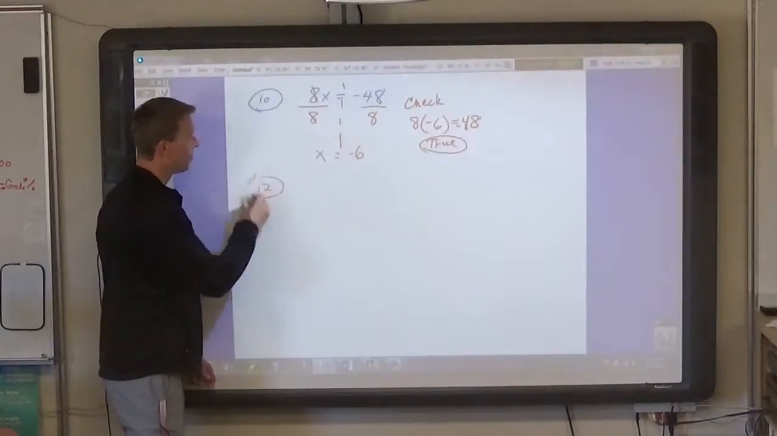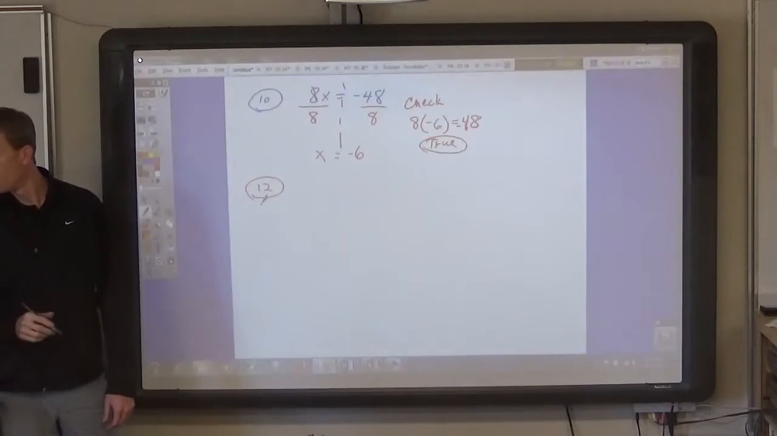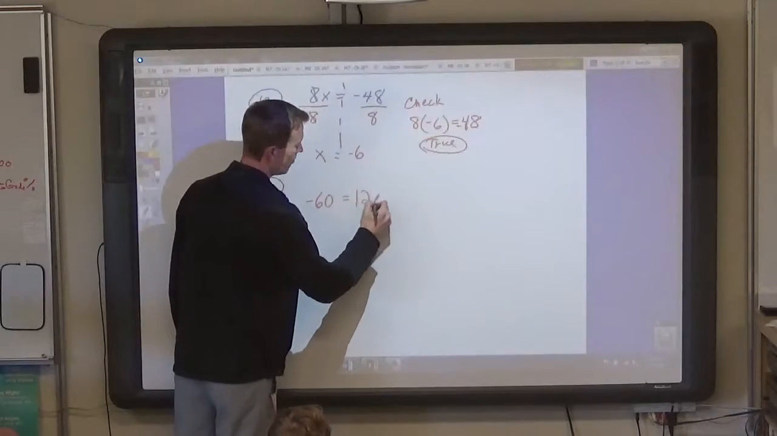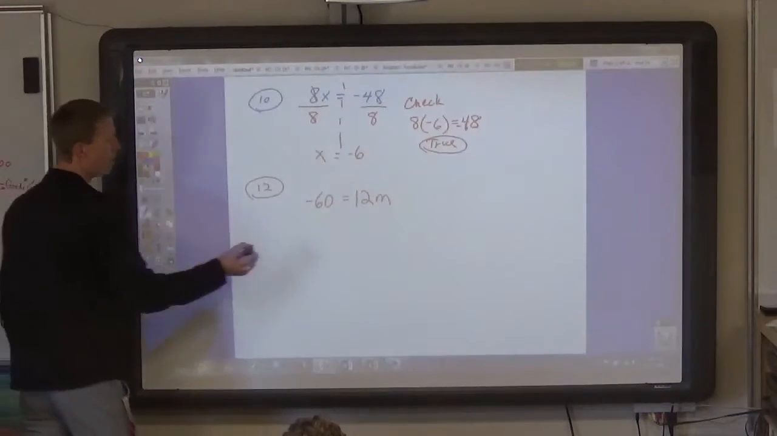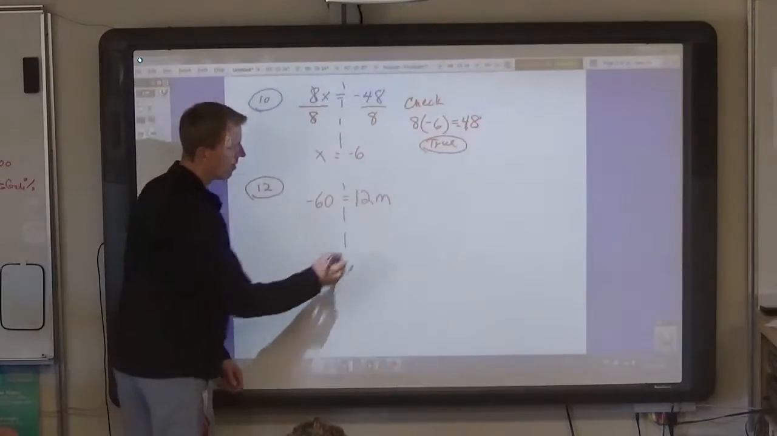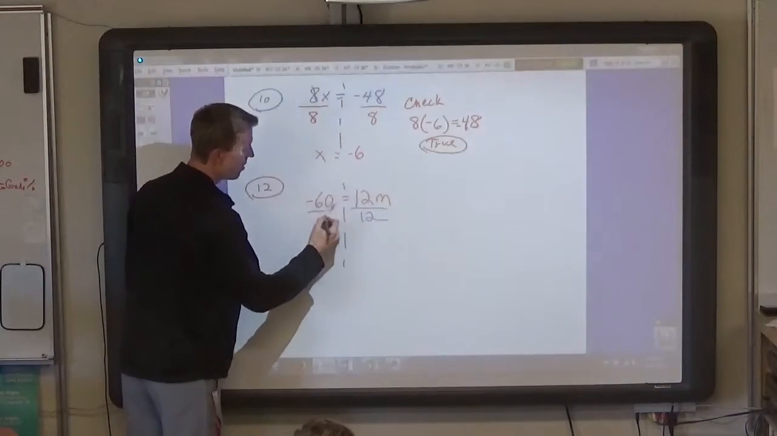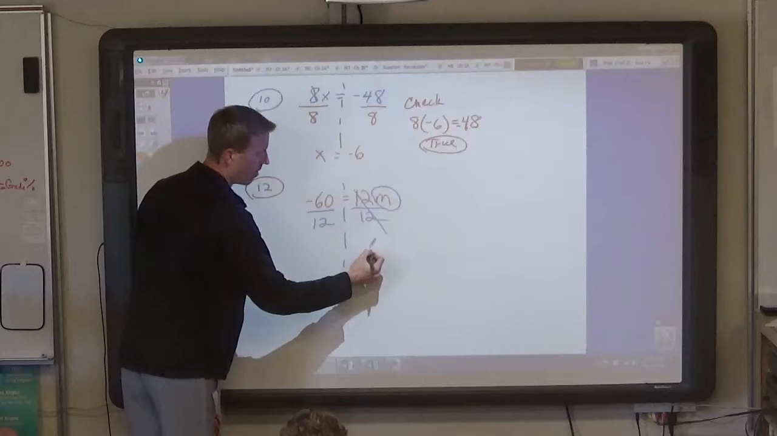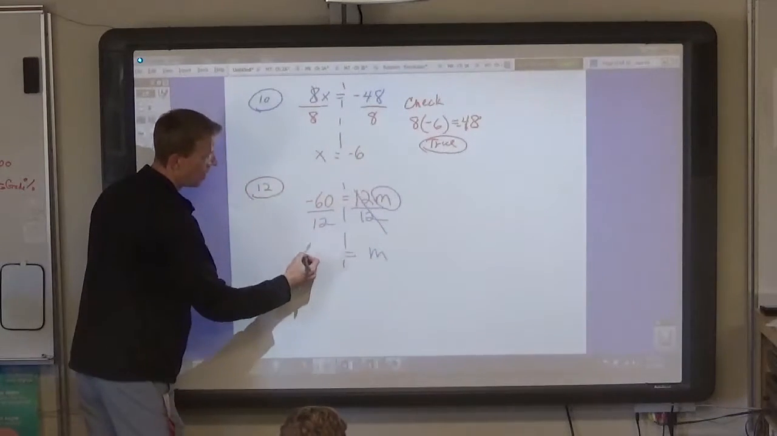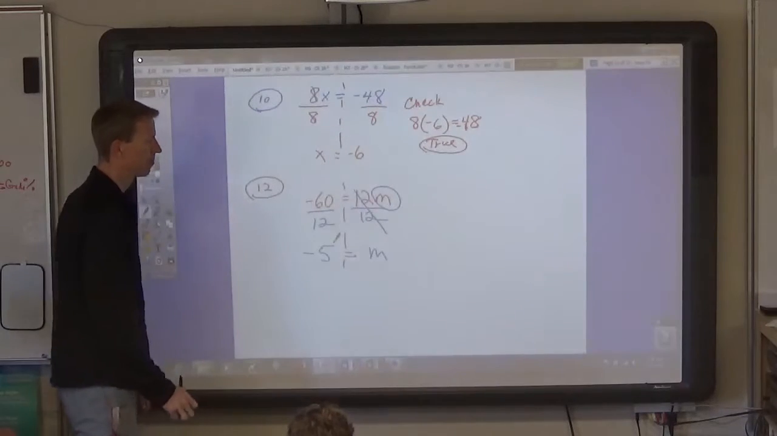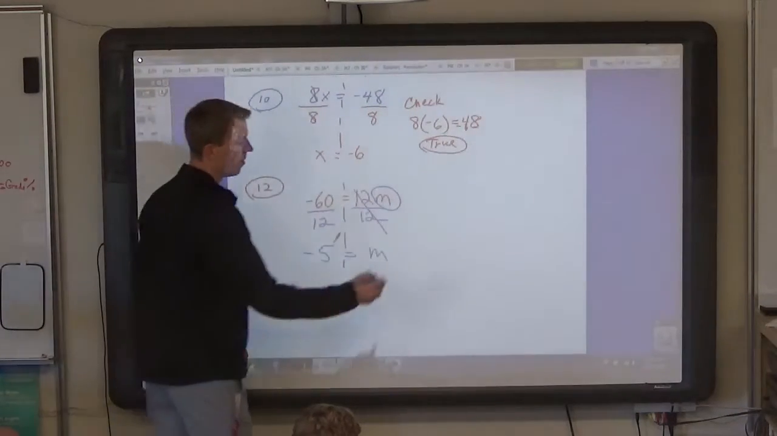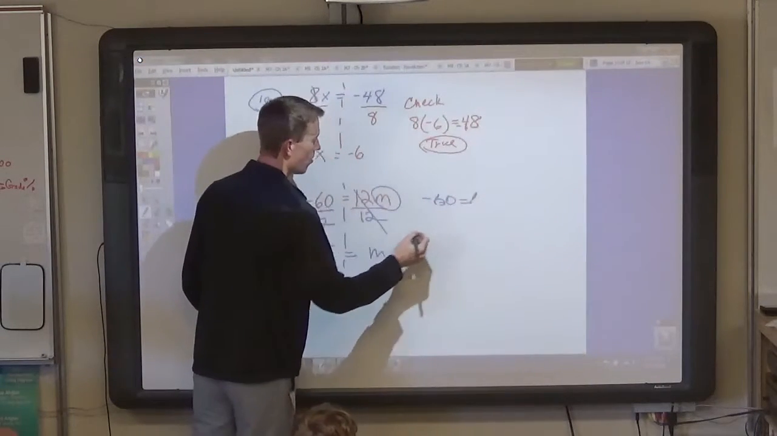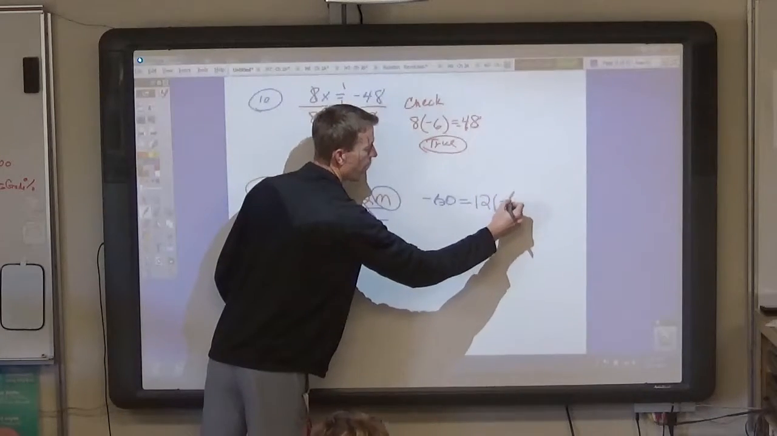Number 12. Negative 60 equals 12m. Start on the side with the variable. Divide both sides by the coefficient. Get the m by itself. And that equals negative 5. Then check it. Negative 60 equals 12 times negative 5.